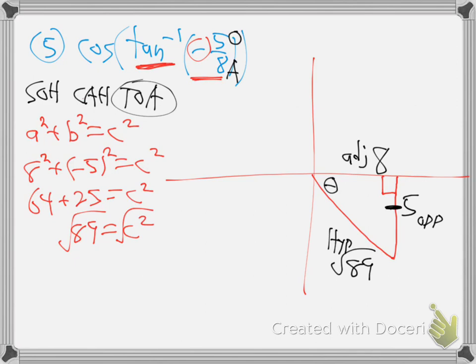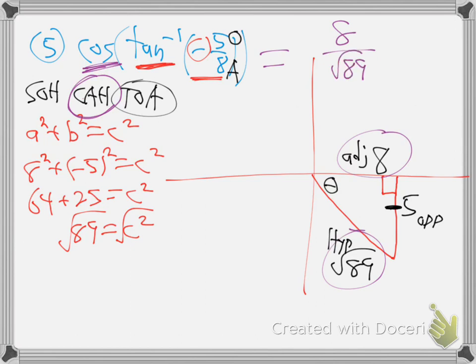So what's the answer? They want cosine. What's cosine? Adjacent over hypotenuse. Adjacent over hypotenuse. 8 over the square root of 89. Oh, we can't keep a root in the bottom, so I have to get rid of that. Good so far. Now, is it positive or negative, though?